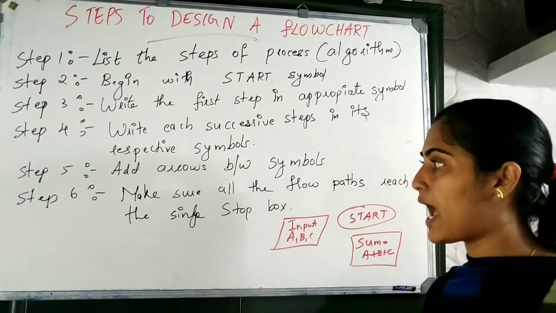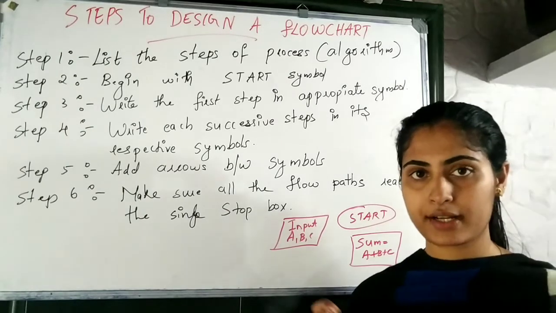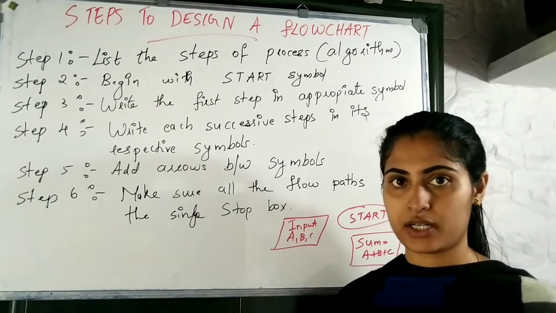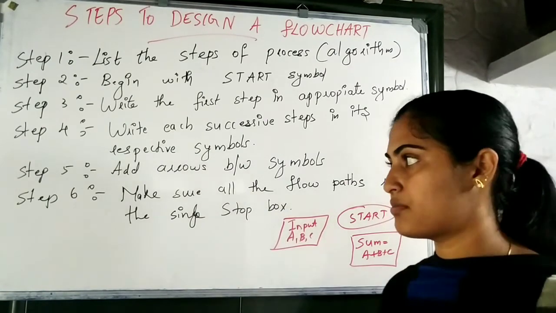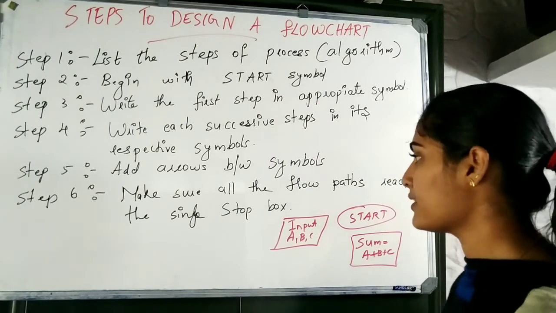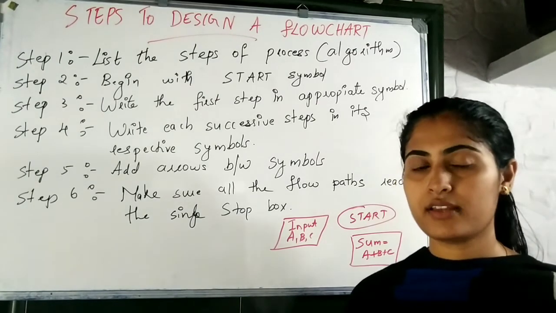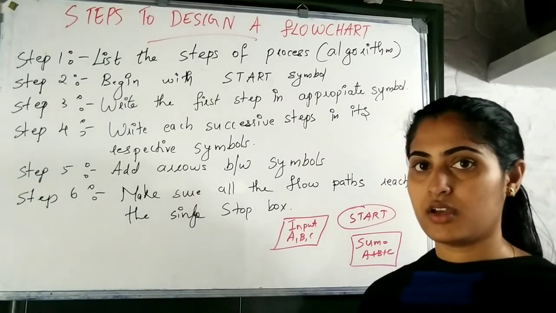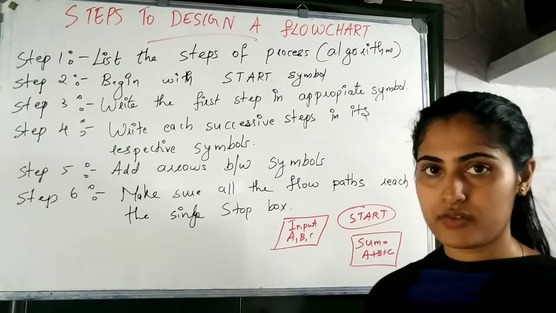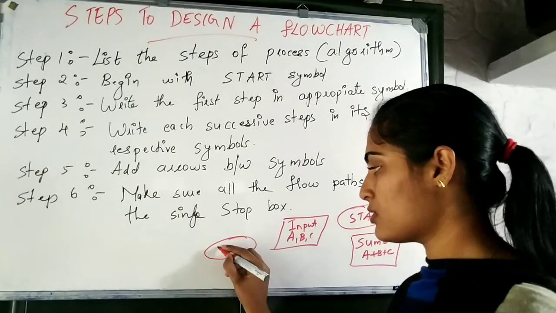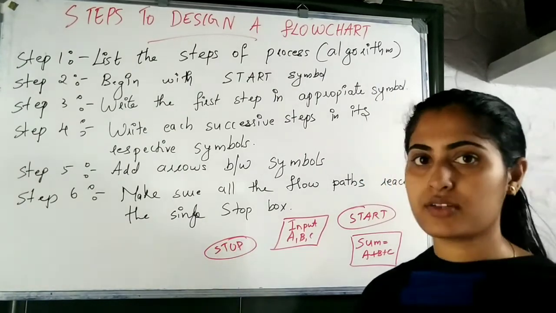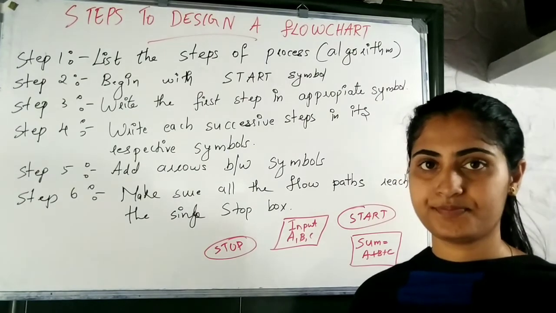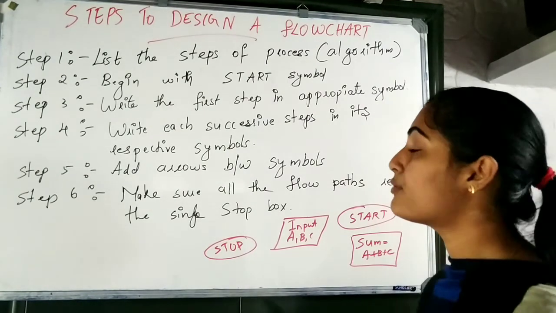Then step number 5, add arrows between symbols. That is, for connecting the shapes we use an arrow, and the arrow shows the path of flow of that particular flowchart. And step number 6, make sure all the flow paths reach the single stop box. So at the end of the flowchart, all these arrows should come and join at the stop box. For stop also we use this oval shape. Inside this oval shape we will be writing stop, and all these arrows should end at this stop symbol. So these are the steps for designing a flowchart.